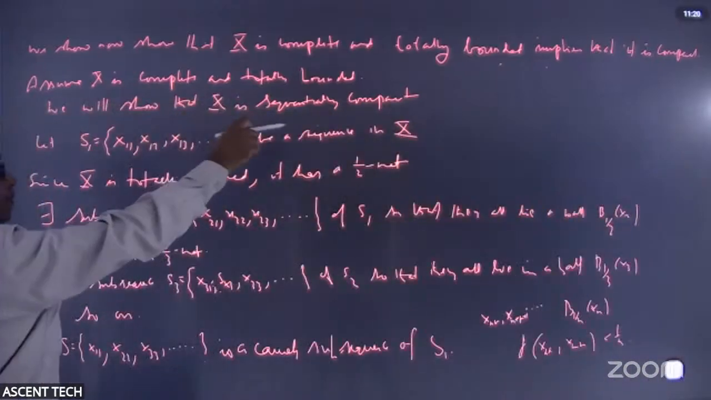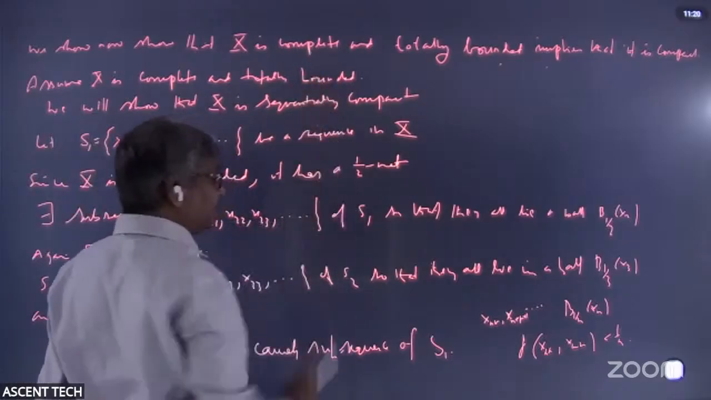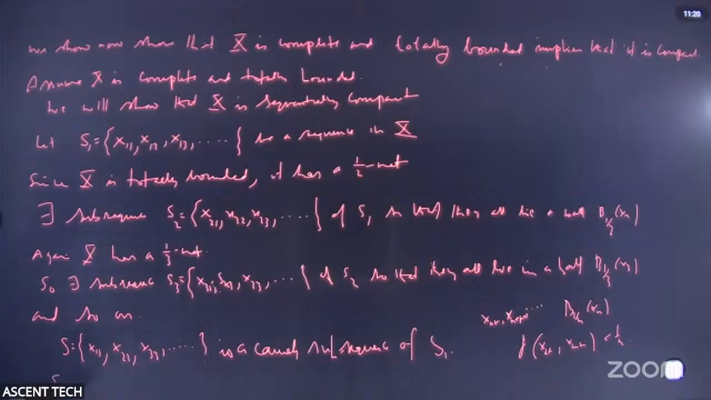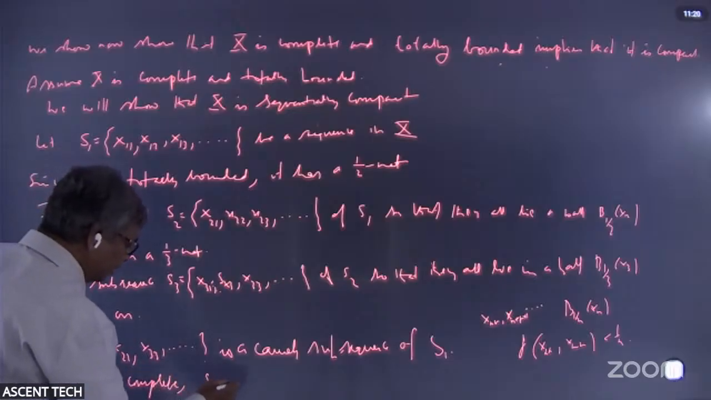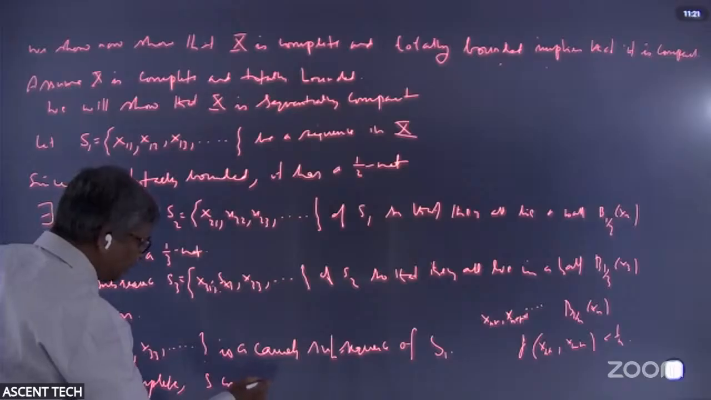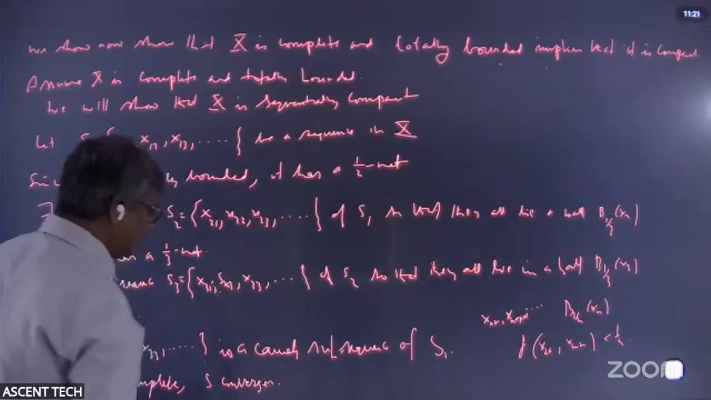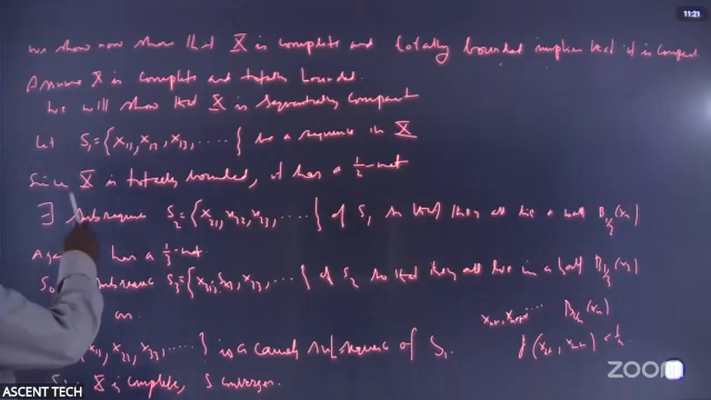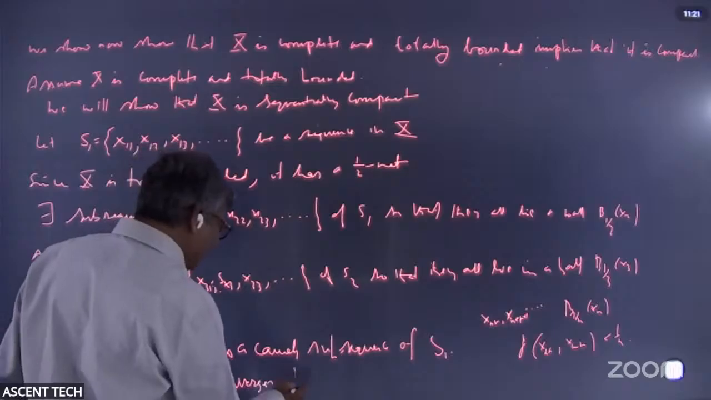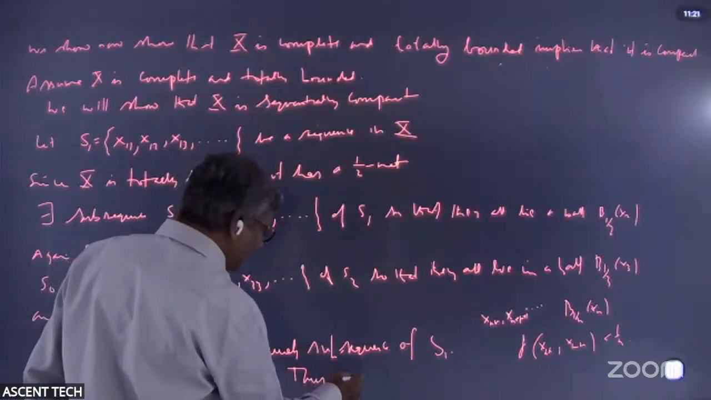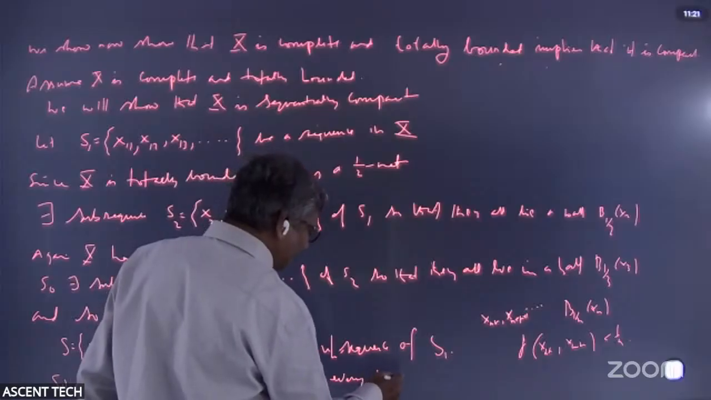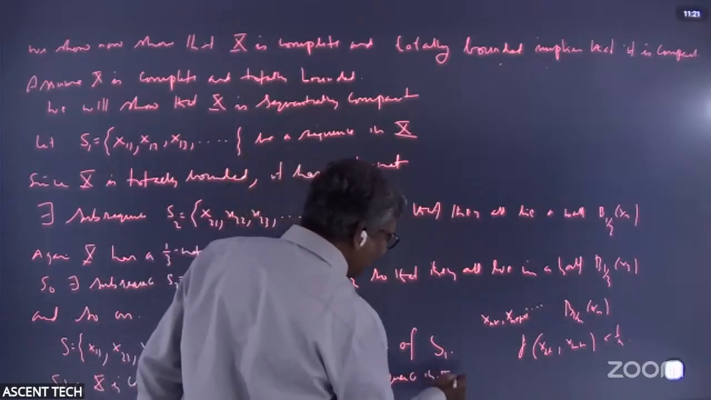But Cauchy sequences in the space converge because that's a complete metric space. Since X is complete, yes, the sequence converges. Okay, so I started with a sequence, I have a convergent subsequence, and so the space is sequentially compact. Okay, and thus every sequence in X has a convergent subsequence.